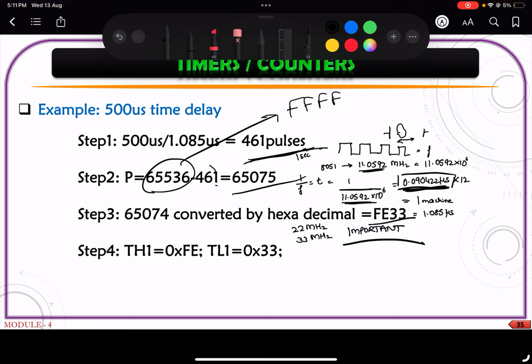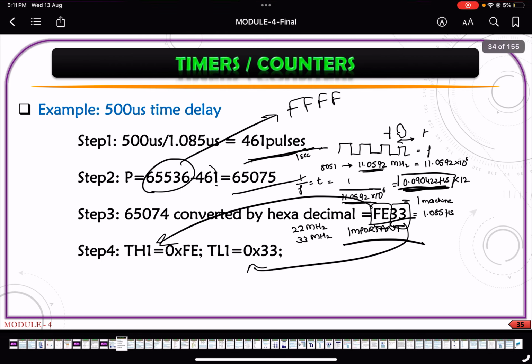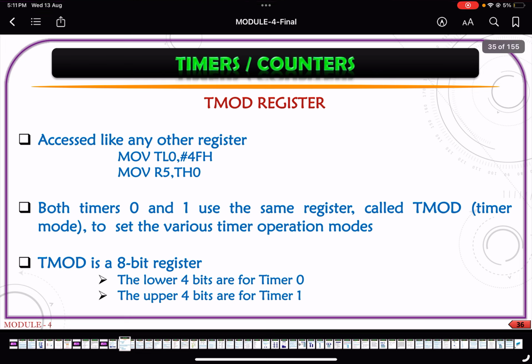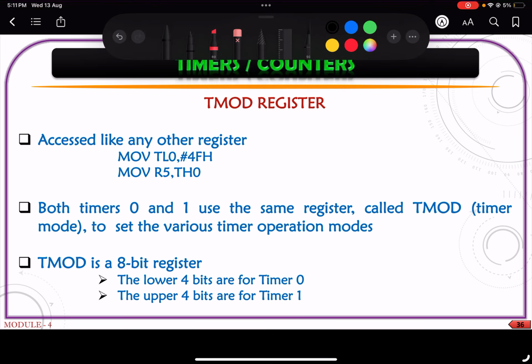So this thing is split into 2. 33 goes into your TL and FE goes into your TH. Do not get confused by the 0 multiplied by that. That's just a way of writing it. You're actually loading the values of FE and whatever the other value was.